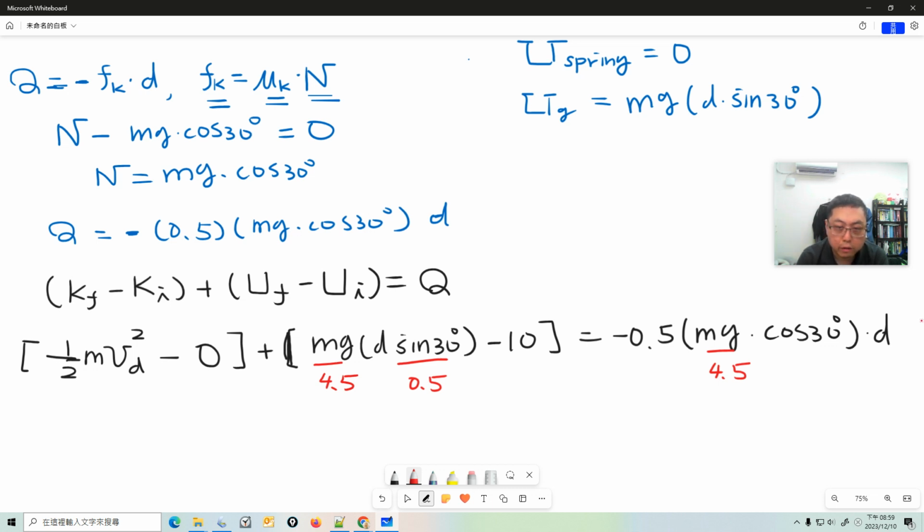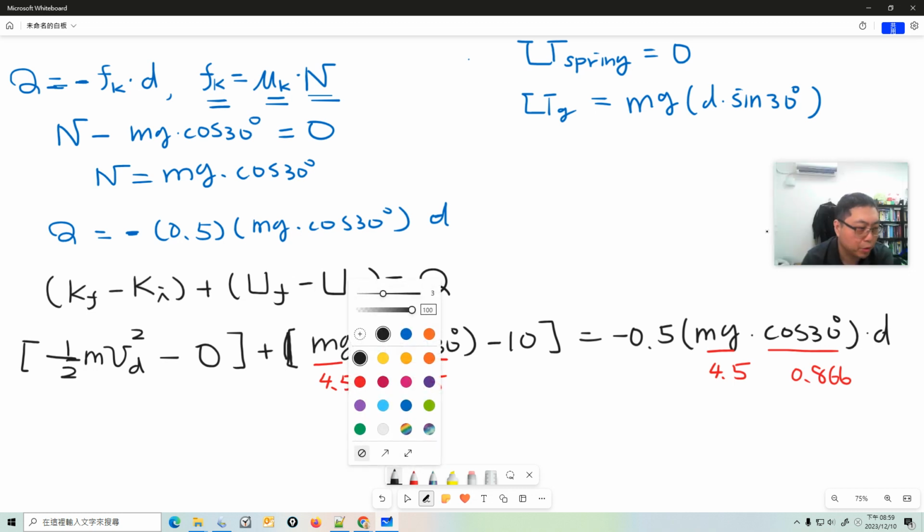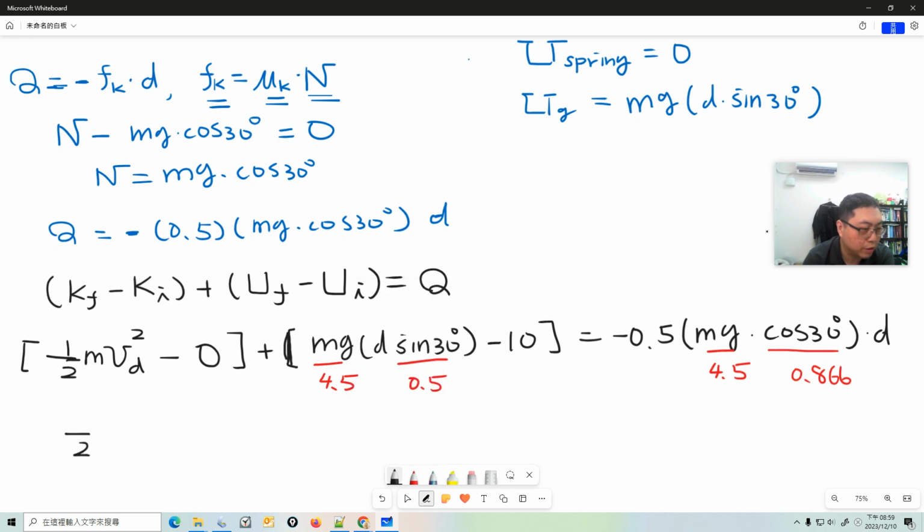Let's say it's 0.866. Okay. So the first term, 1 over 2 mv squared, the kinetic energy, I just preserve it. Don't touch anything about this term. First term, you will understand why. And that's plus. Okay, what's this value?